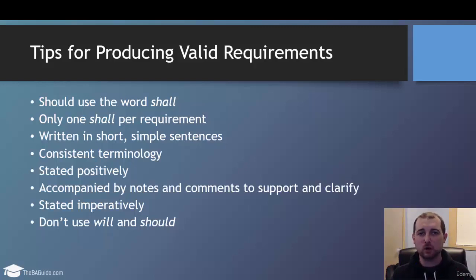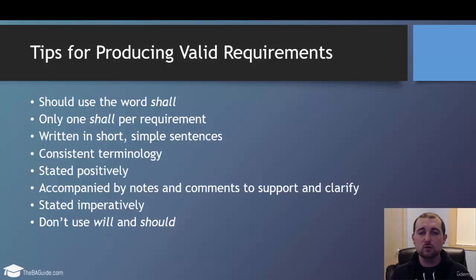Most people's brains work in a positive manner, so it's a lot easier just to do it that way. And you don't ever get into a double negative. The system shall not, blah, blah, blah. It just gets really confusing to read and understand. Again, you want it to be very simple, clear, and easy to read.